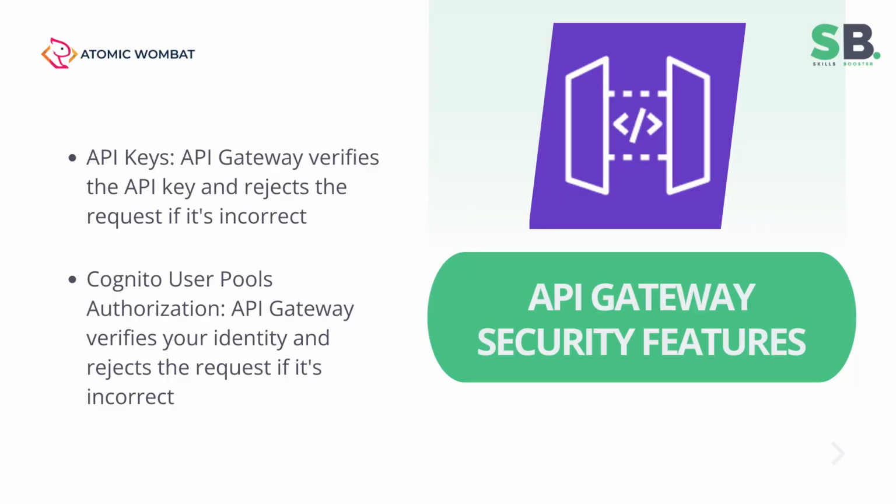API Gateway offers two main advantages: security and monitoring. First, security. With API Gateway, you can create API keys. Before any action is triggered, API Gateway verifies the API keys and rejects the request if it is incorrect. Additionally, you can configure authorization with Cognito user pools if you are familiar with AWS.